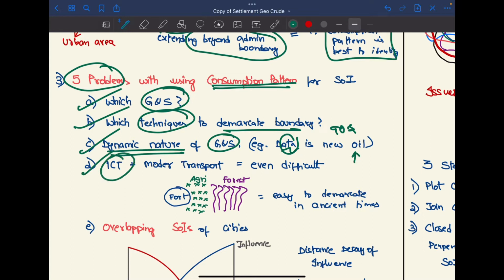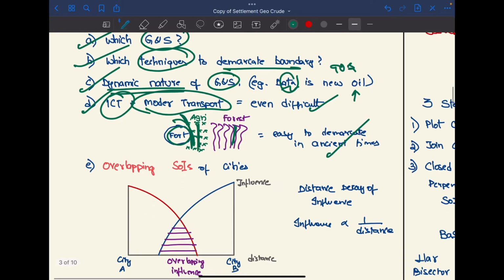Next, ICT and modern transport make demarcating the sphere of influence even more difficult. In ancient times, there was a fort, then there were agriculture fields, then the forest. So it was easy to demarcate, but due to ICT and modern transport, it is difficult to demarcate.